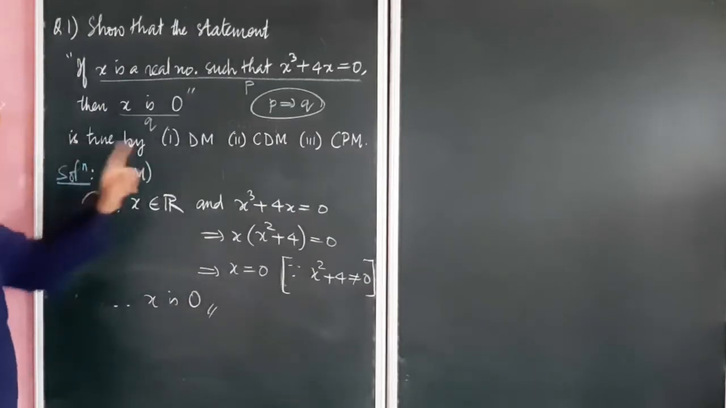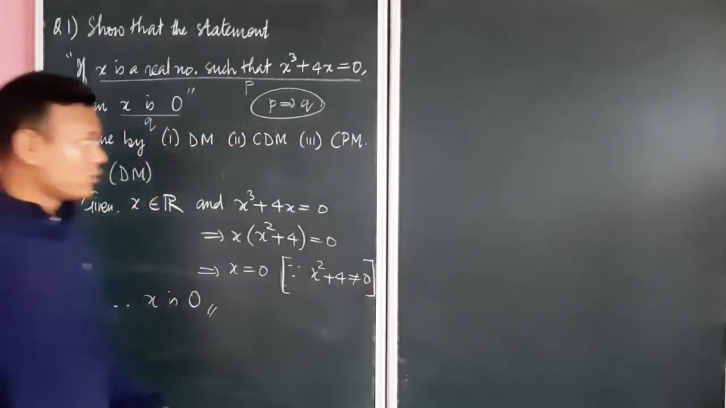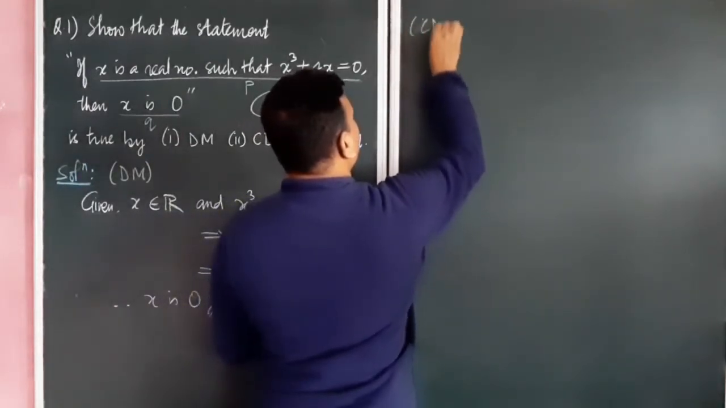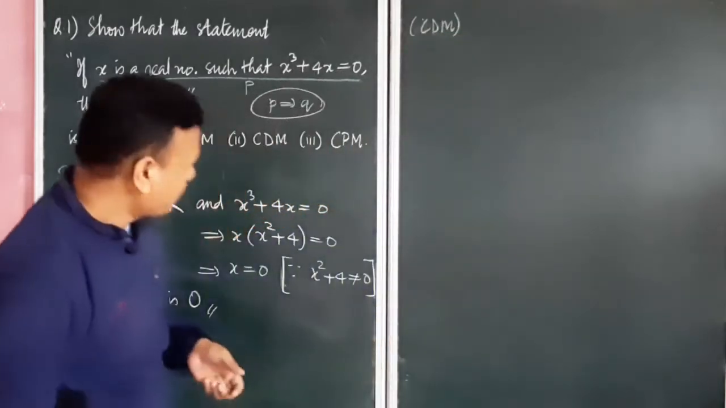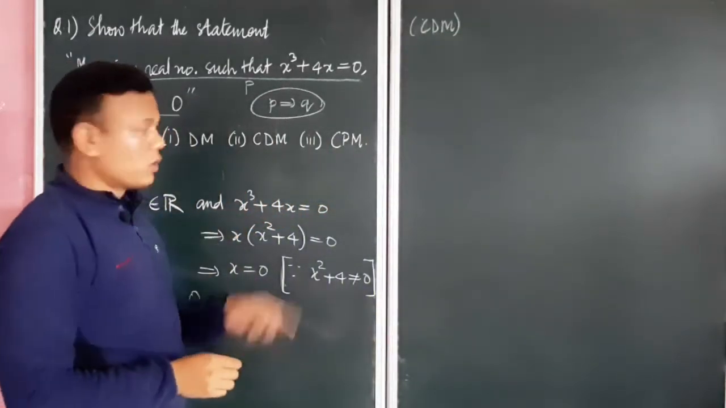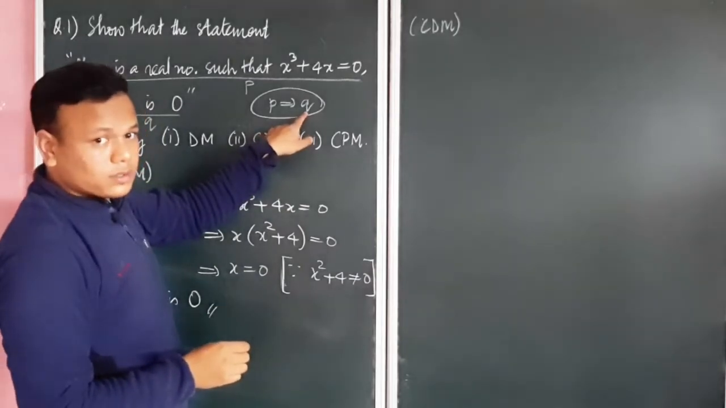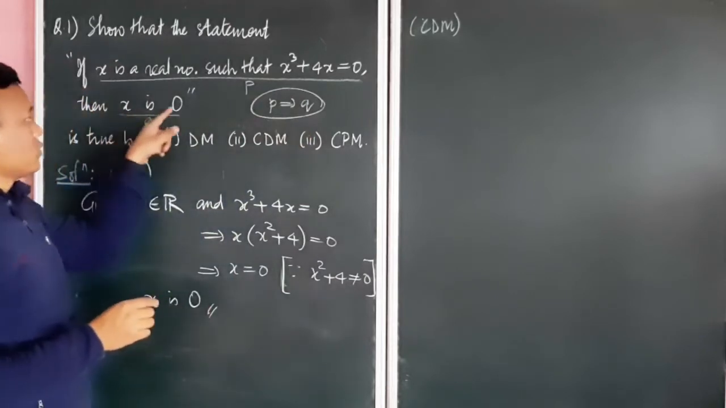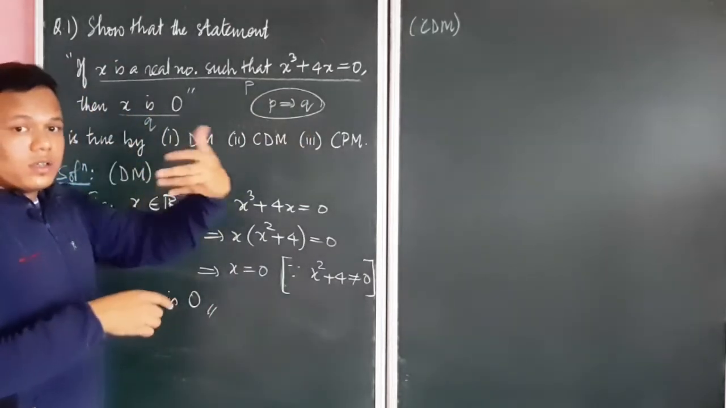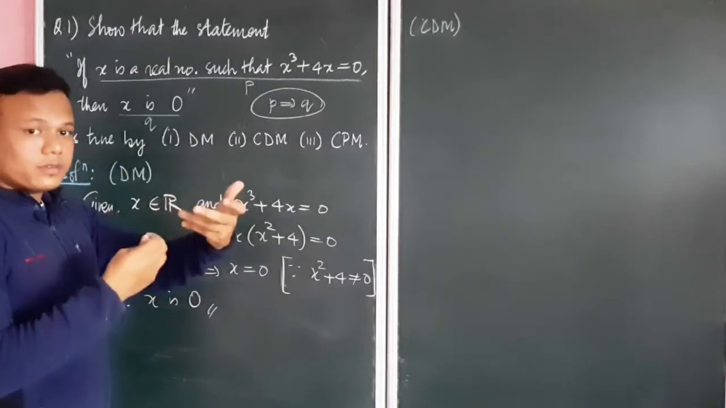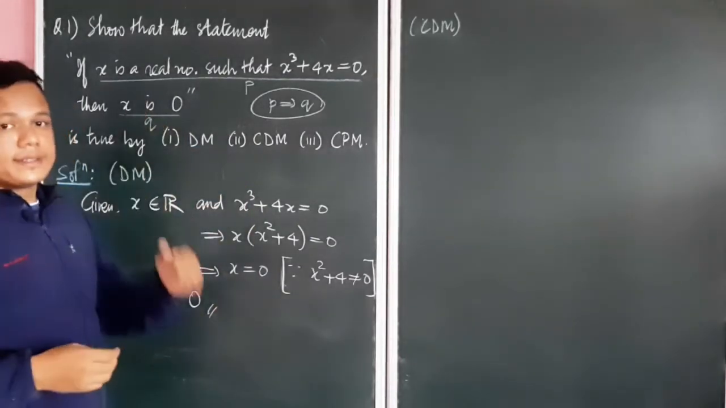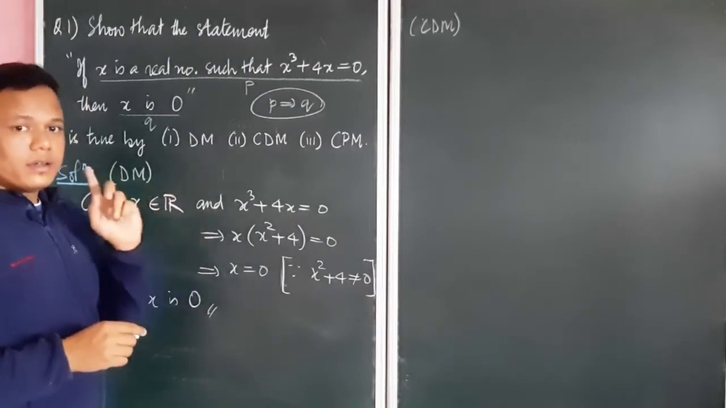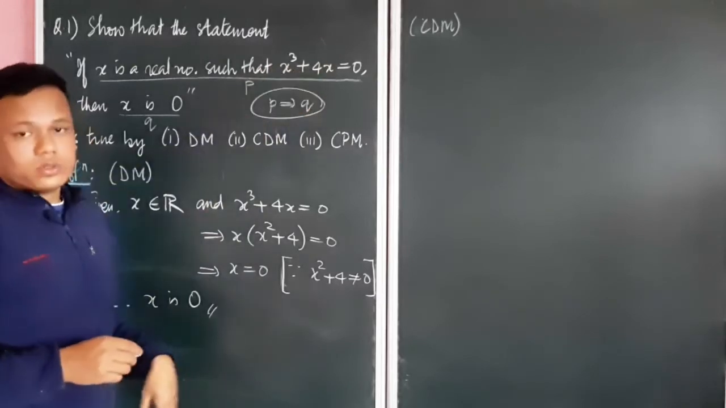Now let me show you how to work with the contradiction method. So next is the contradiction method. As I said earlier, in the contradiction method, what do we do? We take the negation of this. We'll take that this is false. Now what is q? Q means x is equal to 0. So what is the negation of that, or the false part of that? The false part of this becomes x is not equal to 0. And from there we'll arrive at the contradiction that this is equal to 0.